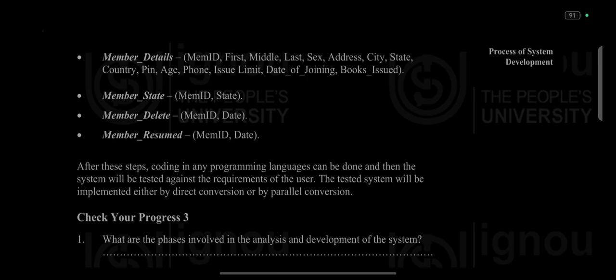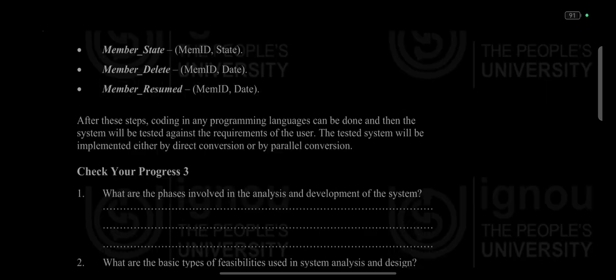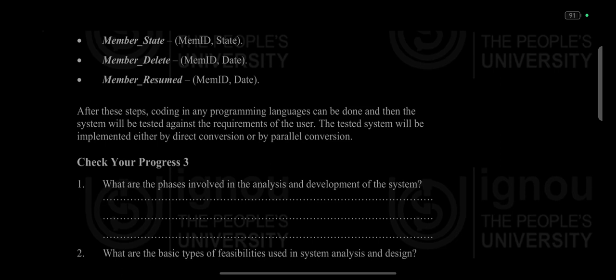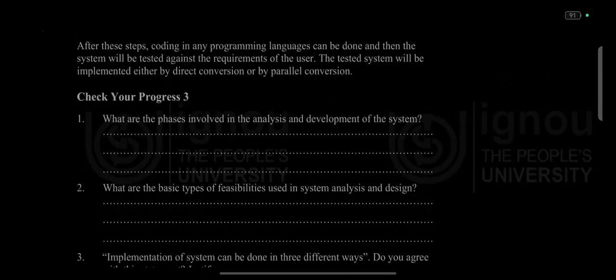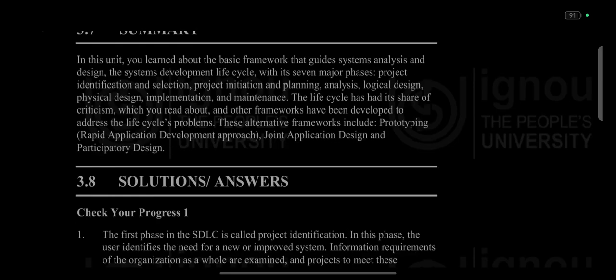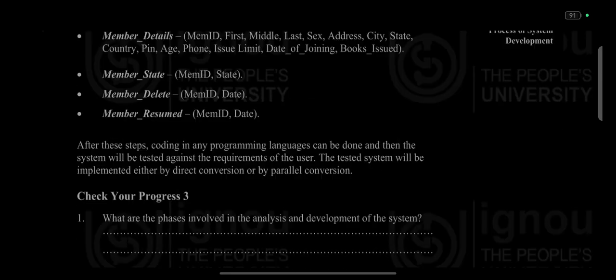member_details: mem ID, first, middle, last, sex, address, city, state, country, pin, age, phone, issue limit, date_of_joining; books_issued; member_state: mem ID, state; member_delete: mem ID, date; member_resumed: mem ID, date.